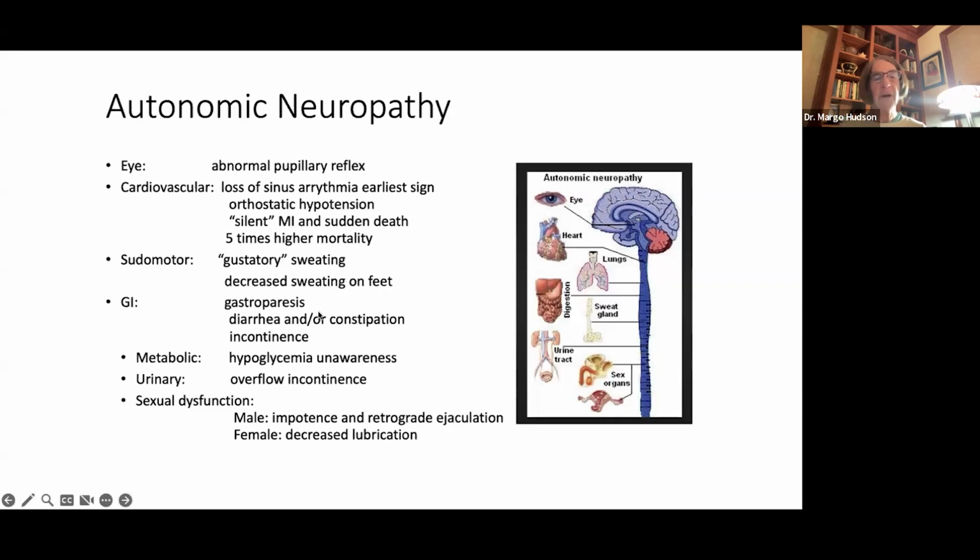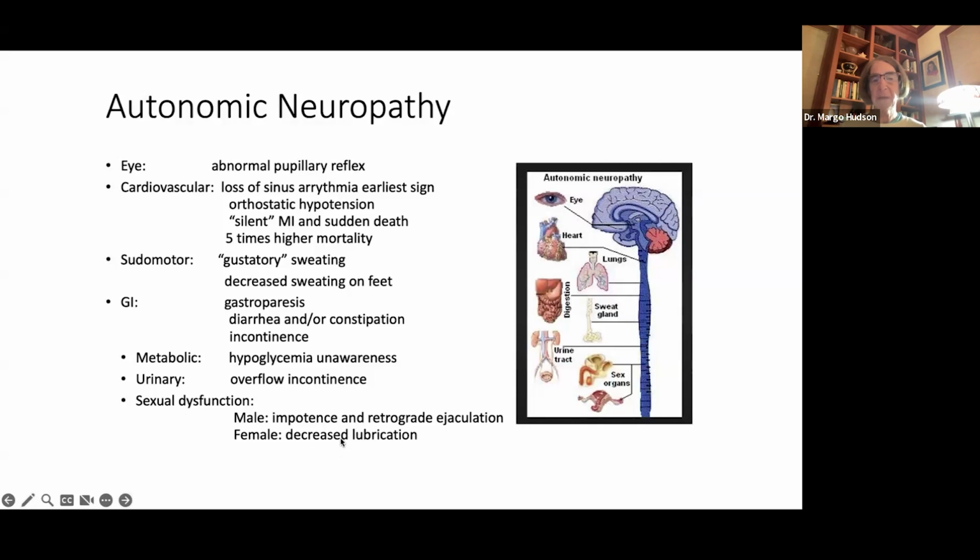GI autonomic neuropathy: gastroparesis, diarrhea or constipation, and fecal incontinence, very, very distressing, of course. Metabolic autonomic neuropathy can result in hypoglycemia unawareness. Patients don't recognize hypoglycemia until they pass out. Urinary tract: overflow incontinence, and sexual dysfunction.